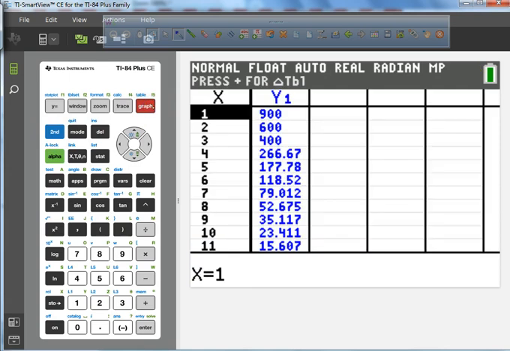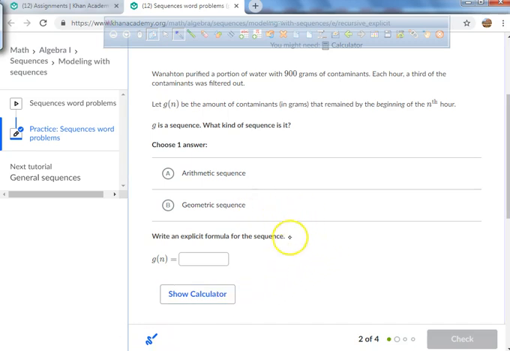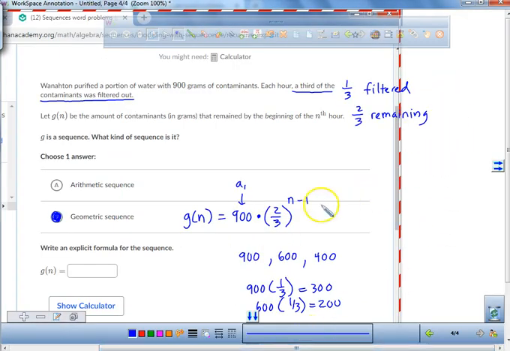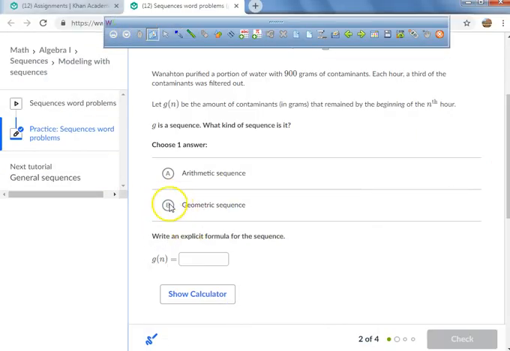Now I'm going to check my table. Right here, what are we starting with? We're starting with 900, then we're going down to 600, then 400, and it keeps going down. What are we losing? We're losing 1/3, but we're keeping 2/3. So what we're going to do right now, I'm going to write this formula in right here. That's the formula that I'm going to write in, and it's a geometric sequence. All right, so it's geometric.